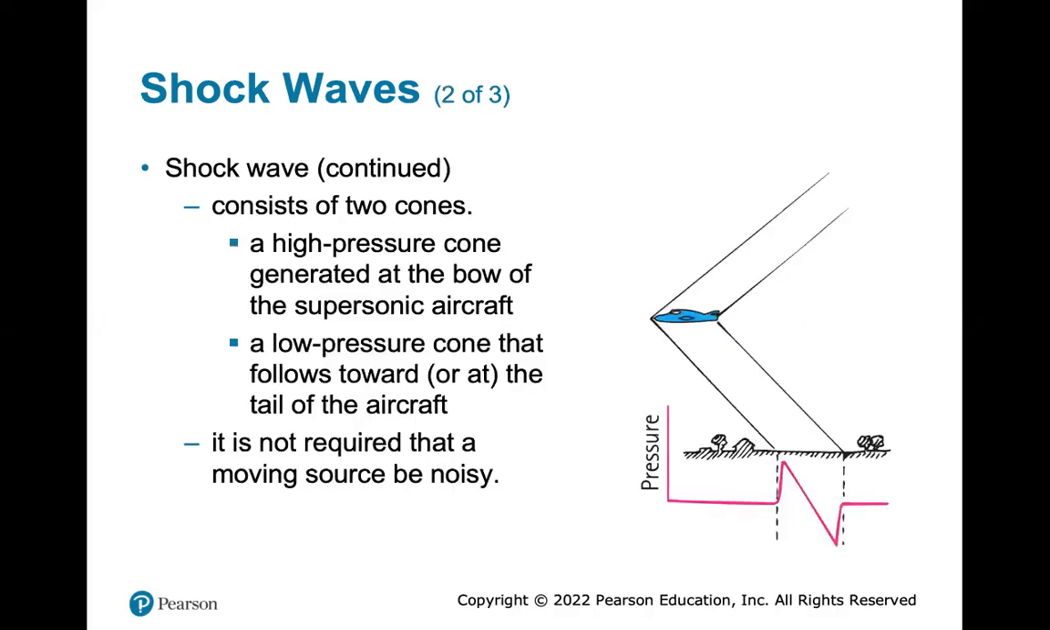Okay, so the shock wave consists of two cones, a high pressure cone generated at the bow of the supersonic aircraft, and a low pressure cone that follows toward the tail of the aircraft. It is not required that a moving source be noisy. In other words, if you've got a jet plane, it's going to be noisy, but even if it were not making noise, you would still get the shock, the sonic boom, because it's a pressure wave, not a sound wave coming from the engines of the airplane.